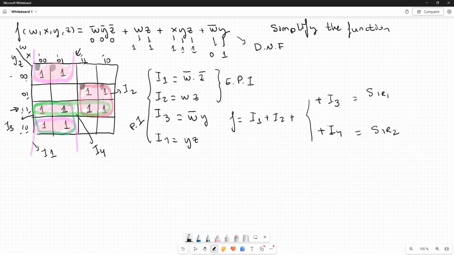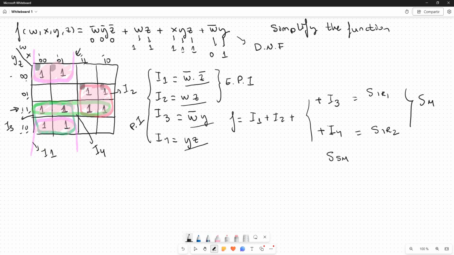So with this, what is the strictly minimal sum? Both of them are minimal sums, but the strictly minimal sum is the sum that has terms with the fewest number of literals. In this case, all the prime implicants have 2 literals, so both of them are going to be strictly minimal sums, and both of them are minimal sums. So we have solved the function.